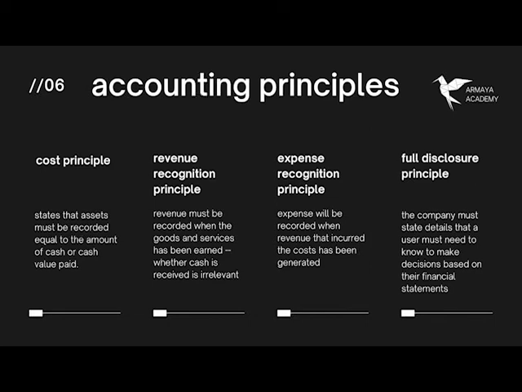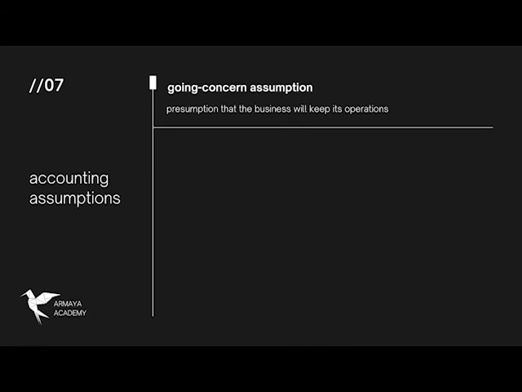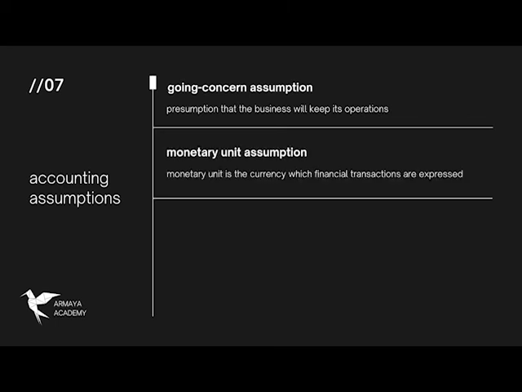So now let's go to accounting assumptions. First is the going concern assumption. So this is the presumption that a business will keep on doing its operations unless told otherwise. So this is specifically to report assets at their cost and not liquidation values, since we don't assume closure. Next is the monetary unit assumption. So monetary unit is the currency in which financial transactions are expressed, whether that be peso or dollars or yen.